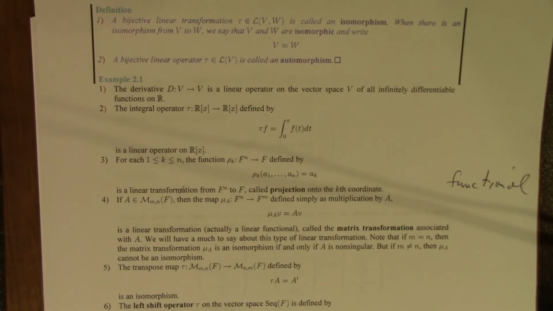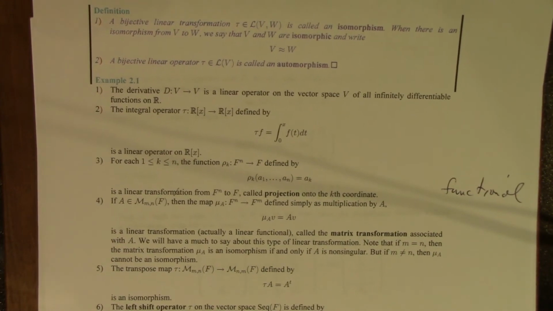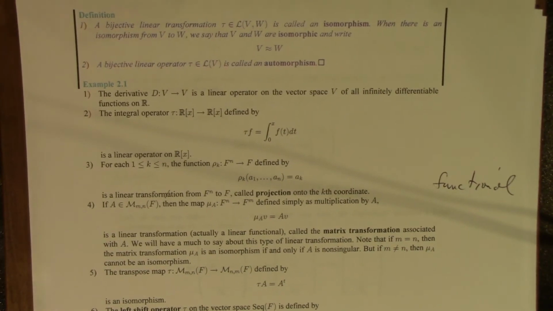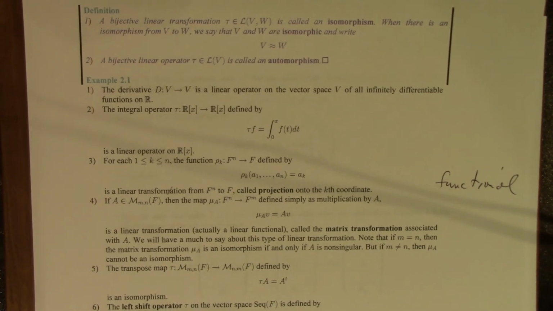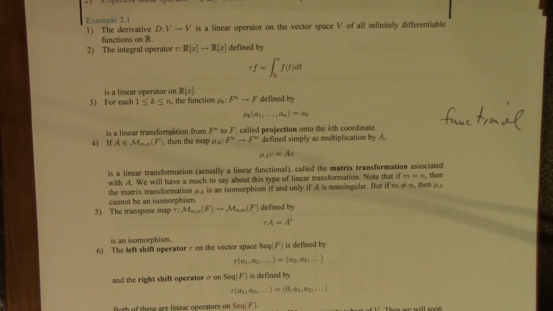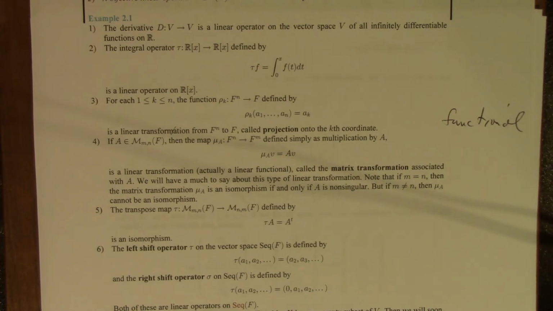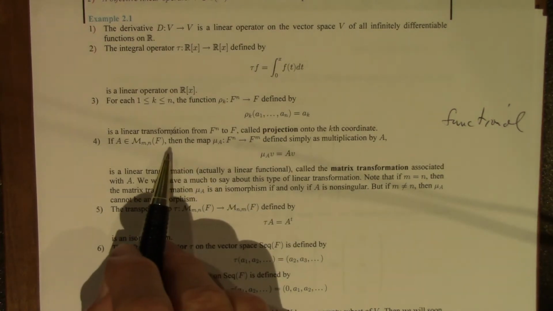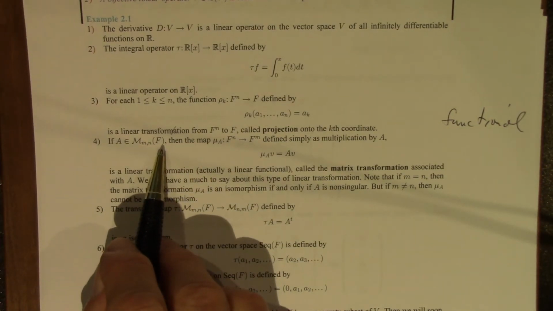And it's called projection onto the kth coordinate. So projection is linear. You can add two n-tuples and then project and pick out the kth coordinate, or you can simply add the two kth coordinates. And similarly for scalar multiplication. These are very important linear maps that we'll spend considerable time discussing.